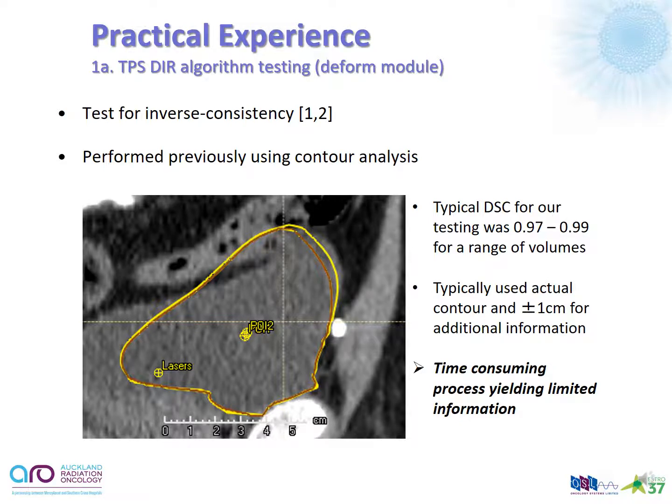One of the drawbacks with doing this in-house contour analysis is that we're limited to assessing the DVF differences just along the contour. And so we performed this analysis plus or minus a few centimeters for each contour to produce a bit more spatial information. So whilst this was useful, this allowed us to test for inverse consistency. It's a very time-consuming process and yielded limited information.